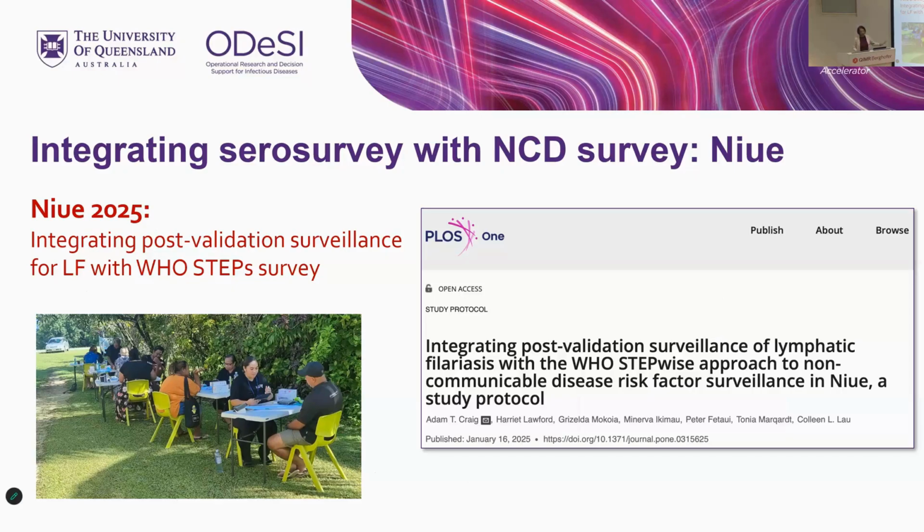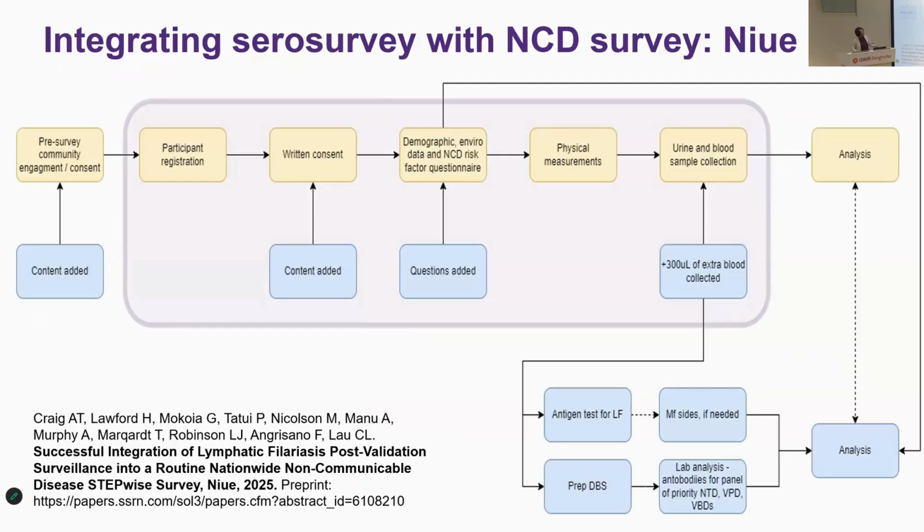So the STEPwise survey is a survey for non-communicable diseases they do across many countries every few years, and people get their height and their weight and blood pressure measured and have a finger prick blood sample to test for blood sugar and cholesterol. So our team hooked onto that and collected a bit more blood, made dry blood spots to test for all of these things.